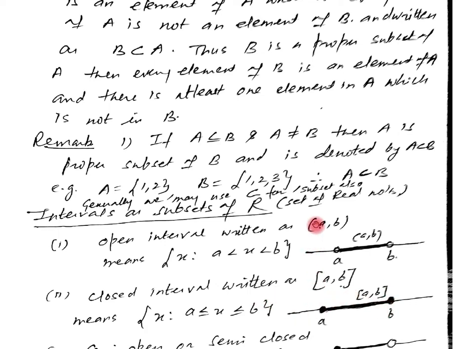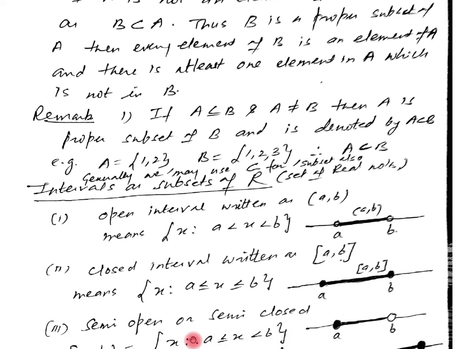Just see the difference between the signs. This is the open interval, and this is the closed interval. In the open interval, the extreme limits are not included, so we have put only an open circle here. But in the closed interval, A and B are included, so we have darkened this circle, meaning all the real numbers starting from A up to B. That is the closed interval. They are very much used in our mathematics, the open interval and the closed interval. Just see the difference between the open interval and the closed interval.